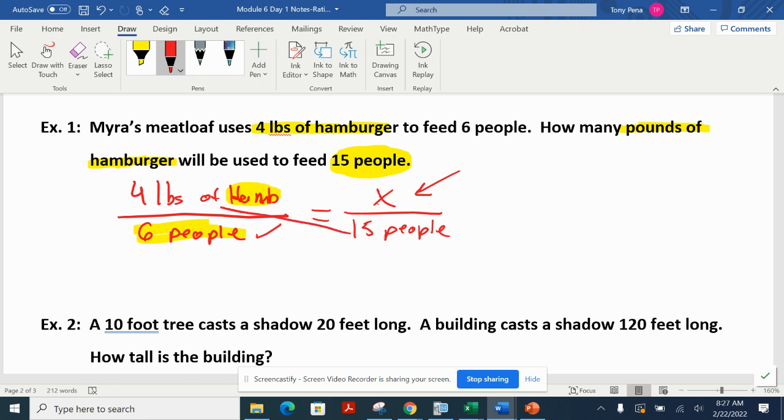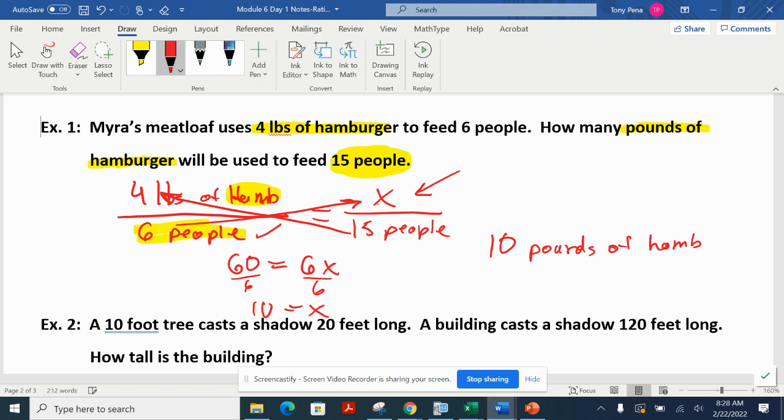All right. So that's our fraction. We're going to crisscross these. The 15 times the 4 would give you 60. And then the 6 times the x is going to give you 6x. As long as you can set them up, most people find solving proportions really easy, especially if it's not one of those quadratics. And that would mean we would need 10 pounds of hamburger if that's how many people we needed to feed. All right.